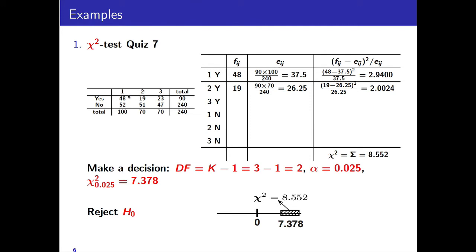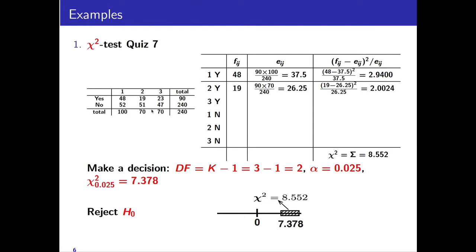So you have this location of 48, and you have subtotal of 90 and subtotal of 100. And so you have 90 times 100 over the grand total, 240, to give you the numerator. And this result is 37.5. And that's your Eij. Now, you have Fij minus Eij squared over Eij. So you have 48 minus 37.5 squared over 37.5. And that will give you 2.94.